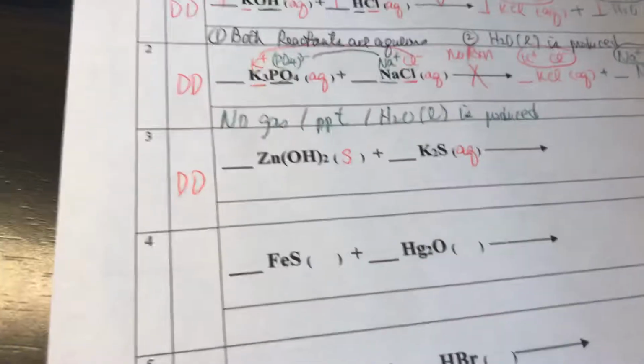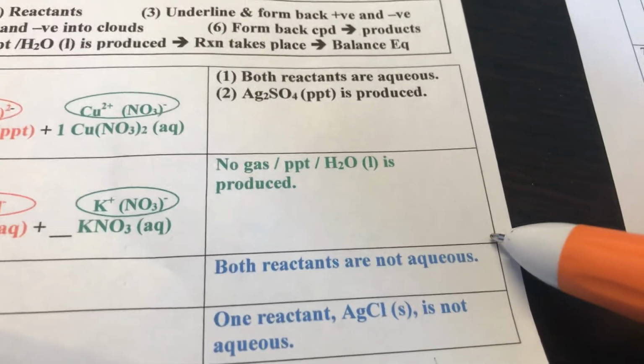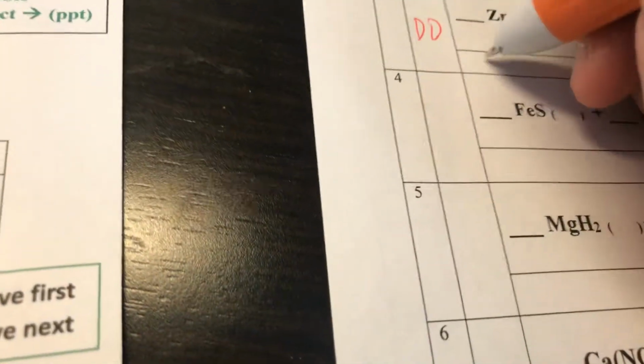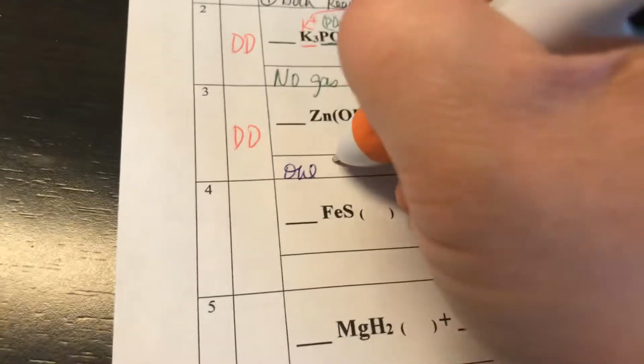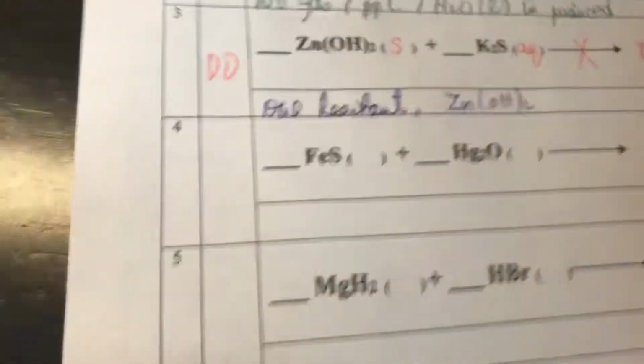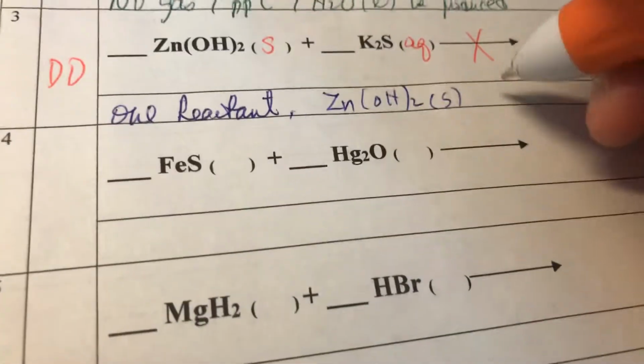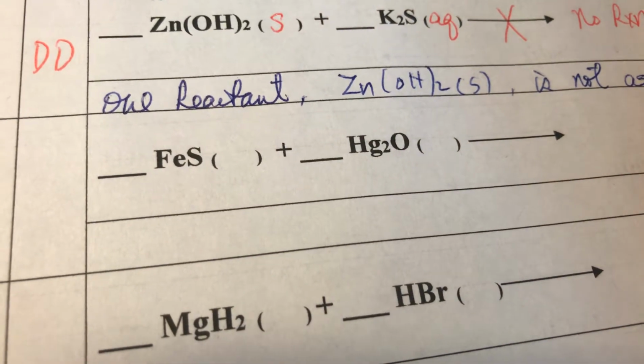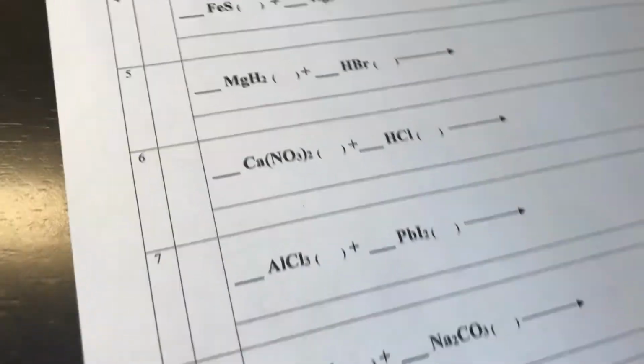Okay, so when you read it on here, you don't even need to continue. You can just put no reaction here. Okay, what's the reason? The reason is I'm using this one. So it's not both reactants are aqueous. It's not both reactants are not aqueous. It's one of the reactants, which one, ZnOH2, is not aqueous. So we're going to use the blue pen to write one reactant. Okay, Zn, OH2, you also have to tell me that this is solid. You have to give me the state. Okay, so one reactant ZnOH2 solid is not aqueous. Okay, so that's it.